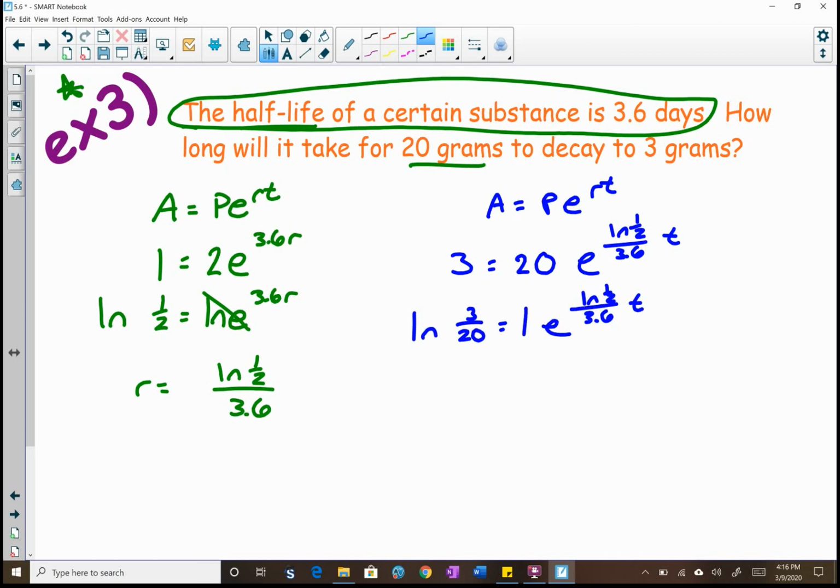Natural log. Okay, this is where people mess up. I need to divide both sides by that natural log of a half over 3.6. So it's a mess. What I recommend is when you put this in your calculator, put this bottom in parentheses. Because what people tend to do is they tend to get their fraction bars mixed up in their calculator. And it won't let you type something in, or it's giving you something ridiculous. So I want everyone to type that in.